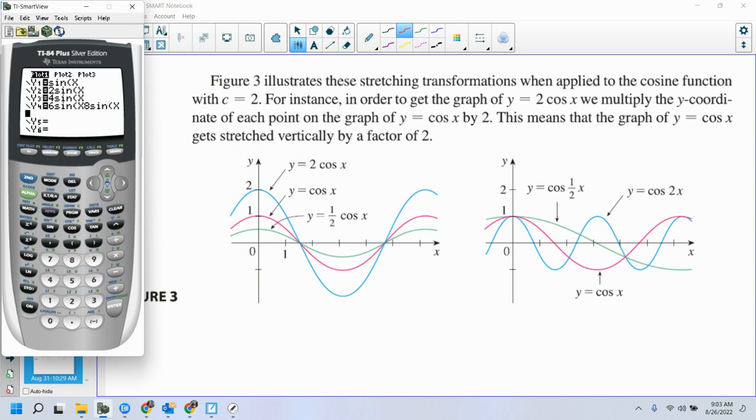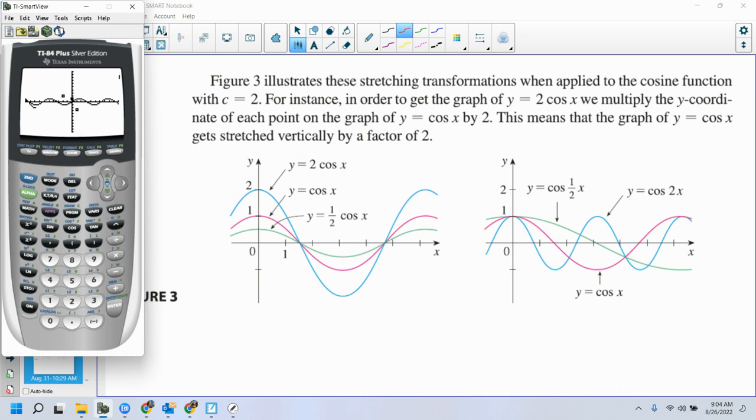Oh, 8 sine, oh, that's apps. That's apps, get back there. Sine x, right? Zoom 6. Oh, I still got some data on there.